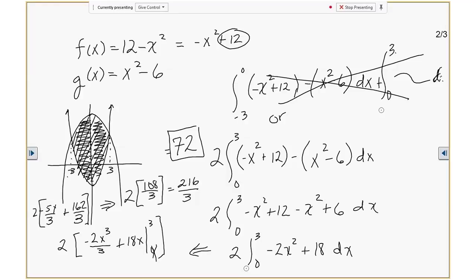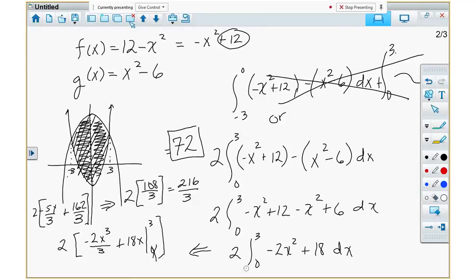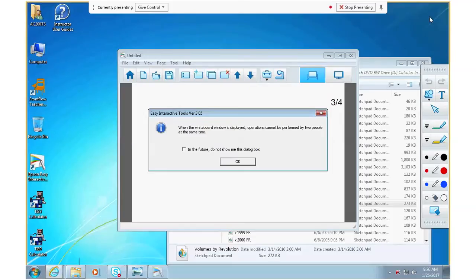Okay? Now, today we're going to move into the handy-dandy world of volumes. Now, what's the difference between volumes and area? Area is 2-dimensional. Volume is what? 3-dimensional. So we're going to add another thing to it, which is called depth.